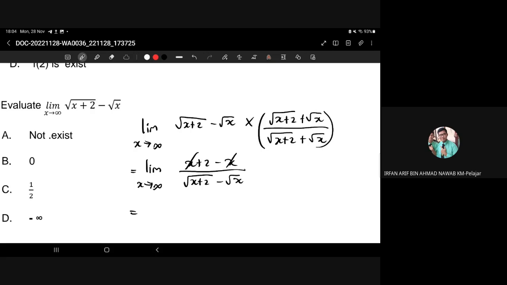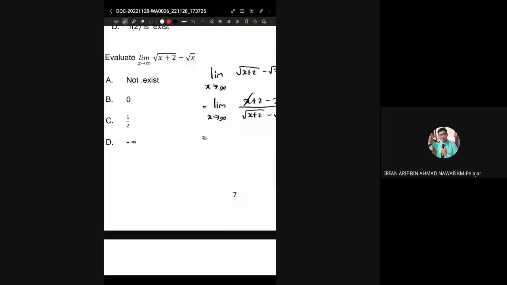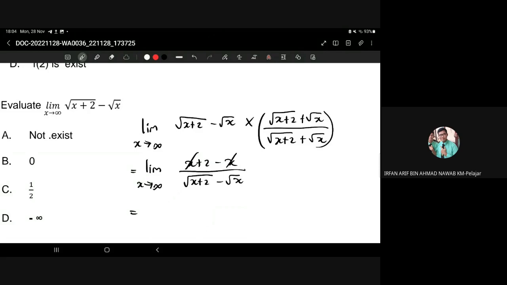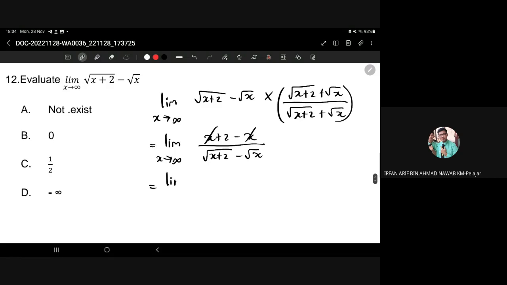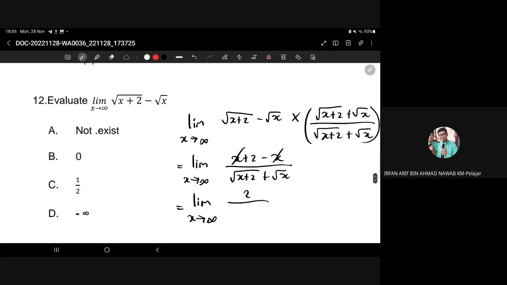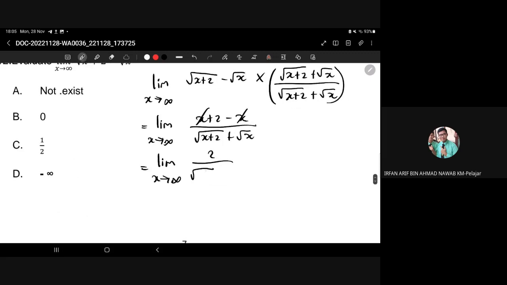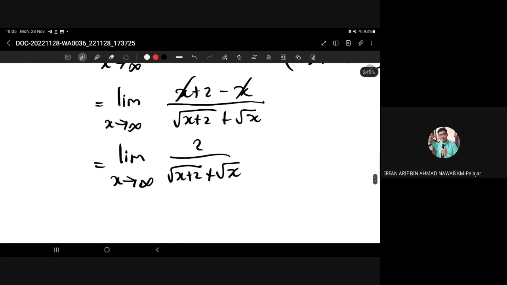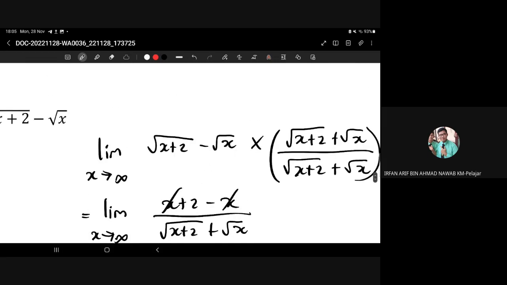But how do we show that it is zero? One way is to directly substitute: you state that as x approaches infinity, it will approach zero. Or you could multiply by its conjugate, then you will get the limit as x approaches infinity of 2 over, sorry, this should be plus, not minus, in my denominator there: the square root of x plus 2 plus the square root of x. Obviously just now there was a minus sign, right?